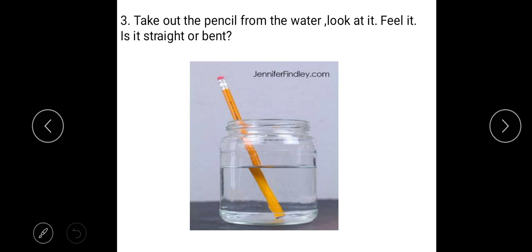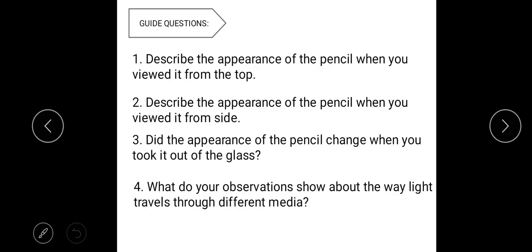Okay, let's come now to the first picture. Look at this pencil. When you take out the pencil from the water, is it straight or bent? Okay, is it bent? After your observations about that activity, you will answer the 4 questions based on your own opinion. Okay, done.